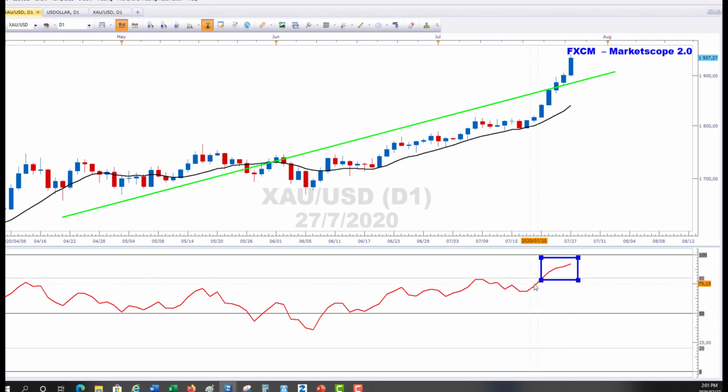The RSI is overbought. We use 80 as our threshold level, and the RSI is over 90, so it's very overbought.